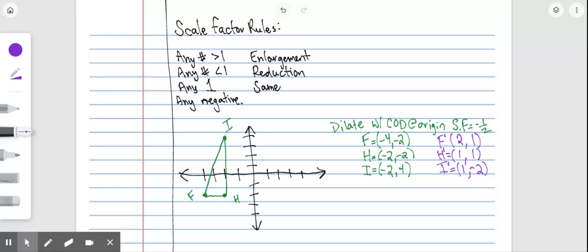Okay, so then let's plot these. So F prime is going to be 2, 1. H prime is going to be 1, 1. And I prime is going to be 1, negative 2. So here is my new diagram. So what do you notice about these two drawings? About my image and my pre-image?